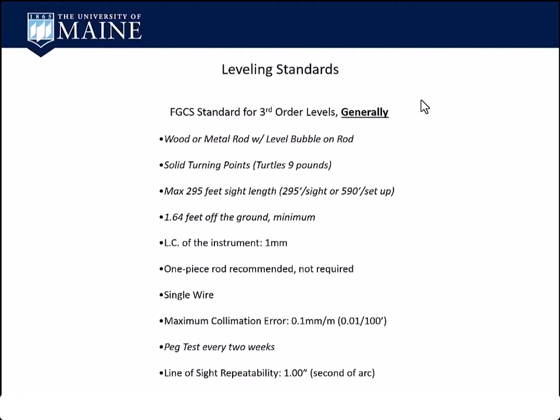Least count of the instrument is 1 millimeter. One piece rod recommended, not required. We never used that. Single wire, no, we did 3. Collimation error, not a problem. Peg test every 2 weeks, no. Every time we took a level out of the case, we pegged it to make sure it was working. Repeatability, 1 second of arc. Some of these things are the instrument's specifications, and some of them are procedural requirements. But we followed those, and always had good levels. Never had any trouble with elevations.